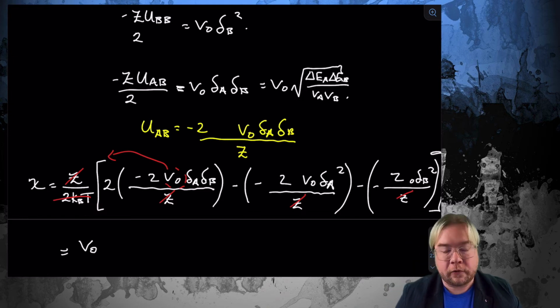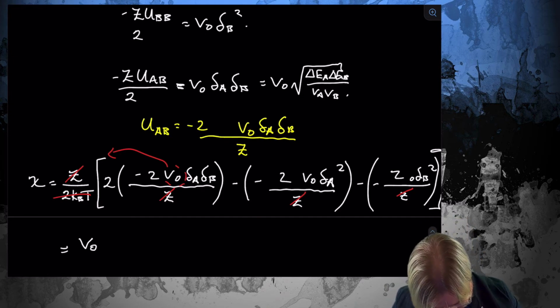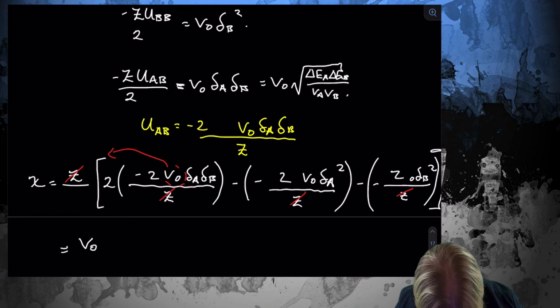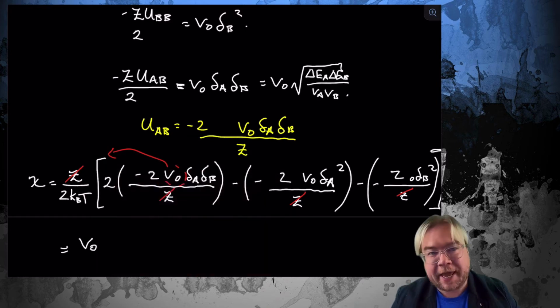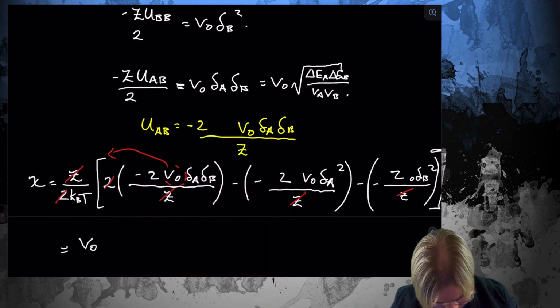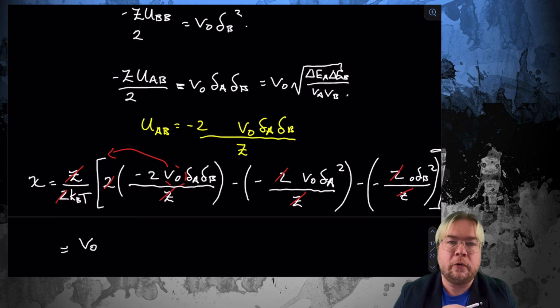Okay, that's the correct expression. And so I don't want to cancel out kBt. But what I do want to cancel out is the 2. So that 2, that 2, that 2, and that 2 will go away.